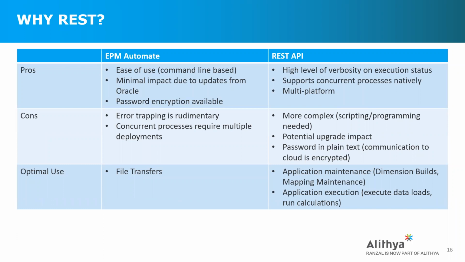So, okay, when do we use which? Personally, I value the verbosity of the REST API because I can take better action with the REST API. When there's a failure, I can trap that better and I can do more with it. I can give my users more actionable information than I can with EPM Automate. So for that, I use EPM Automate to manage file transfers, whereas everything application related, whether it's maintenance or execution, I tend to lean more toward the REST API.